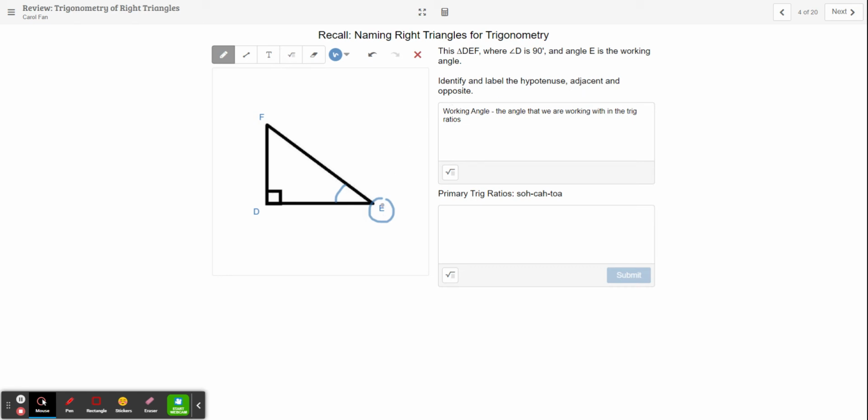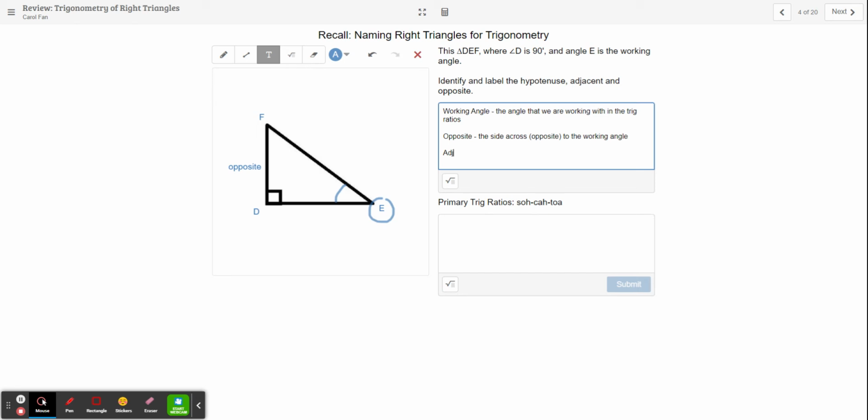So our opposite is the side that is across or opposite from our working angle. Let's write our definition here. The side across or opposite to the working angle. And finally, we have our adjacent. And the adjacent is the side that is remaining, but also the side that is between our working angle and the 90 degrees.